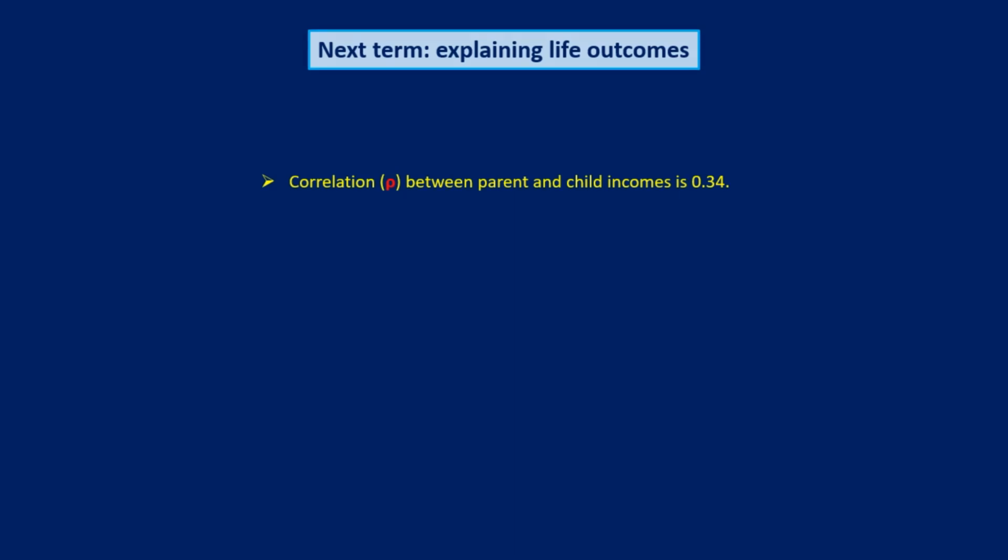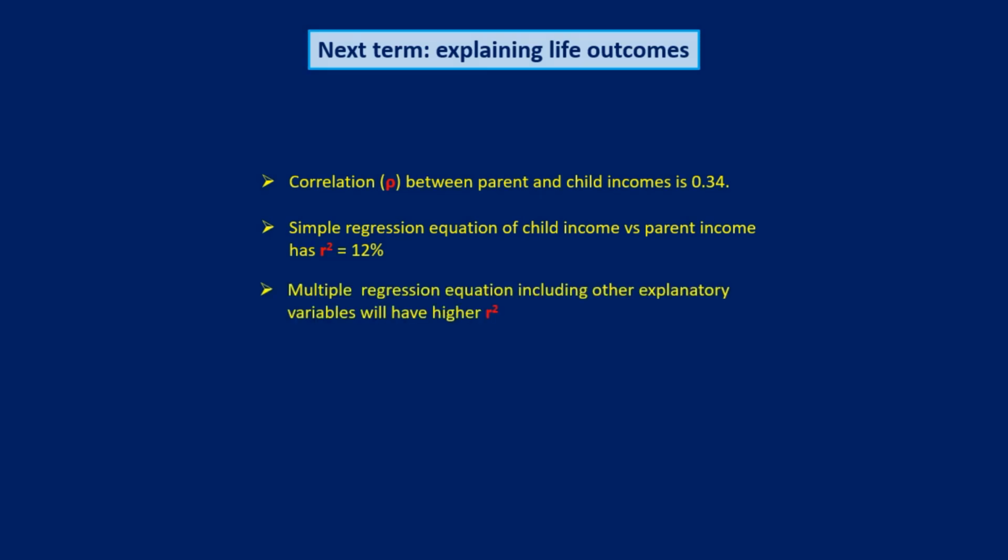When we measure the correlation between child and parent income for these 20 million child-parent pairs, we find that it is 0.34. That means that a simple regression of child income versus parent income will have an R-squared of 0.34 squared, which is 0.12, which means that parent income by itself explains 12% of the variation in child income. Next term, we will look at other variables that help explain child income, and we'll estimate a regression equation that includes the most important ones as explanatory variables. That equation will have a higher R-squared value.